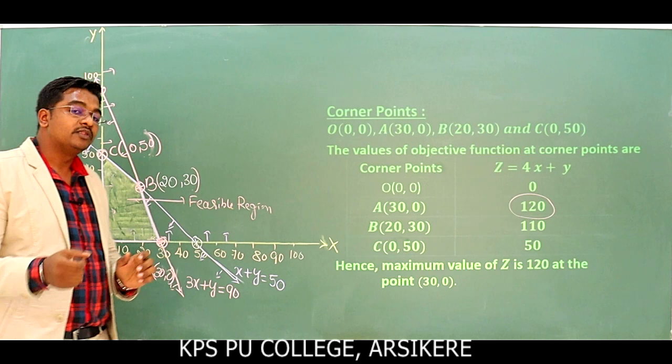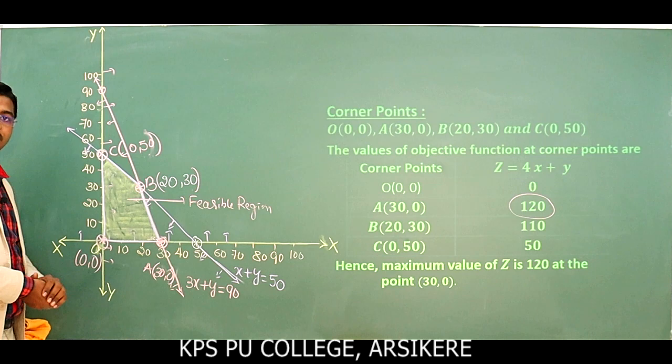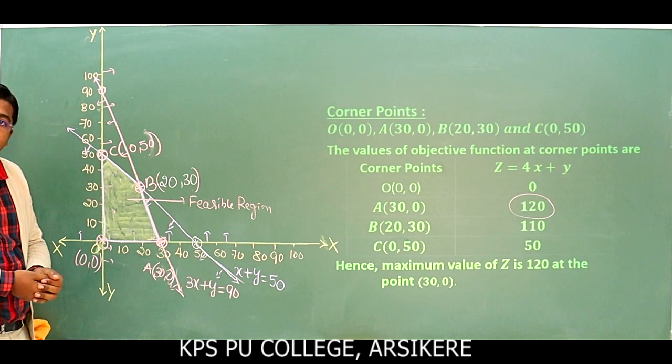So the concept is very simple. First find the feasible region. Once the feasible region is found, then find the corner points. Then, after the corner points, check whether the region is bounded or unbounded.